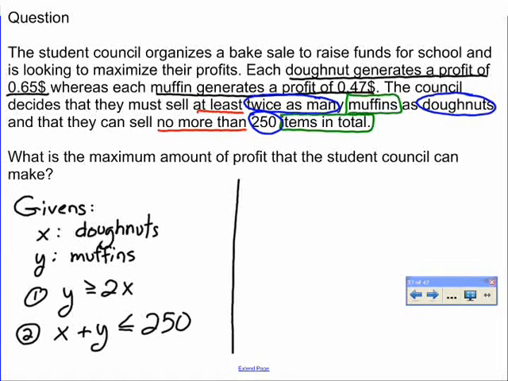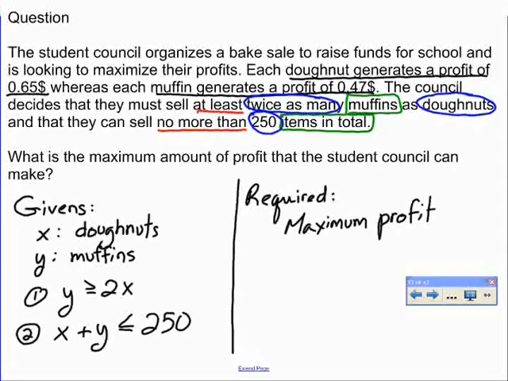If we keep reading, it asks us for the maximum amount of profit that the Student Council can make. So in our problem, we are required to find the maximum profit. So it is essential for us to determine how it is that profit is calculated for this particular problem. And if we look at the sentence that says donuts generate a profit of 65 cents, whereas each muffin generates a profit of 47 cents, that tells us exactly how profit is calculated for this problem.